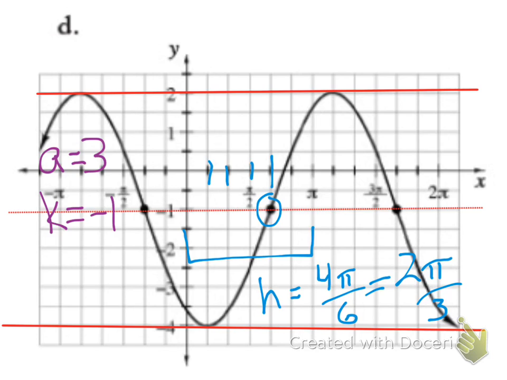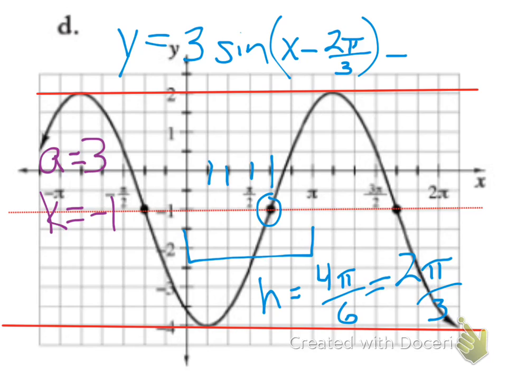The period, once again, is going to be 2 pi. So my equation is y equals the amplitude times the sine of x minus 2 pi over 3, minus 1. All these graphs could have been done as cosine graphs as well. I just chose to keep them all as a positive sine graph.